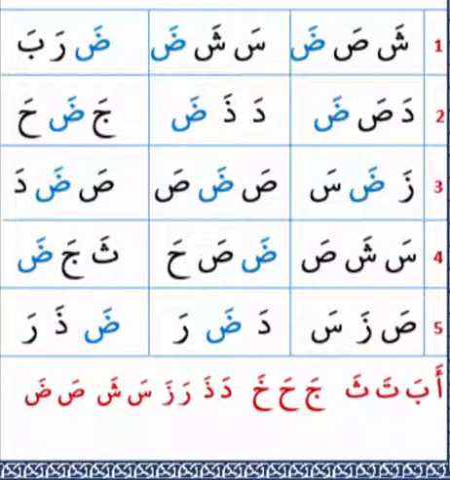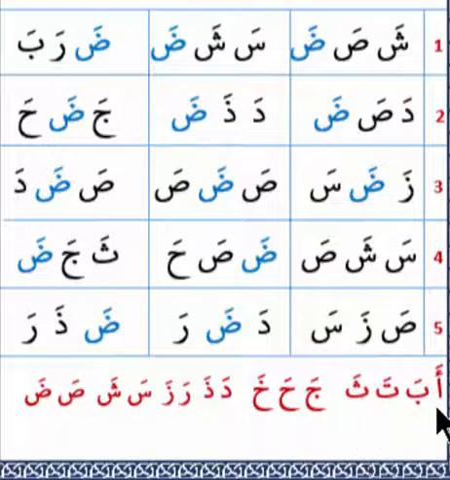And now we read the letters. A, ba, ta, fa, ja, ha, kha, da, the, ra, za, sa, sha, sa, ba. So far, we have the ba, heavy, sa, heavy, and of course the ra, because of the fatha on top of it, otherwise it's not. And then we have the kha.